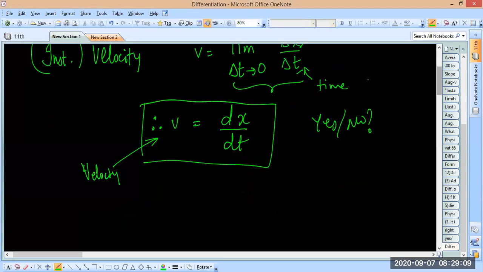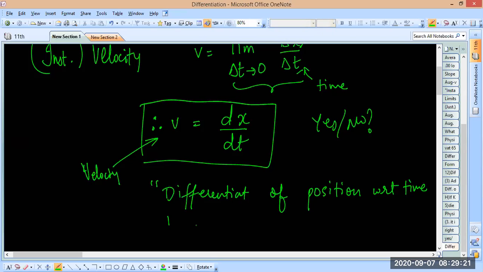If you want to write this in words, this is how you can write it. Differentiation of position with respect to time is velocity, right? Differentiation can be of anything, right? There are hundreds of things which you can find by differentiation, right? So this is the one and only correct definition of velocity. Let me tell you that.